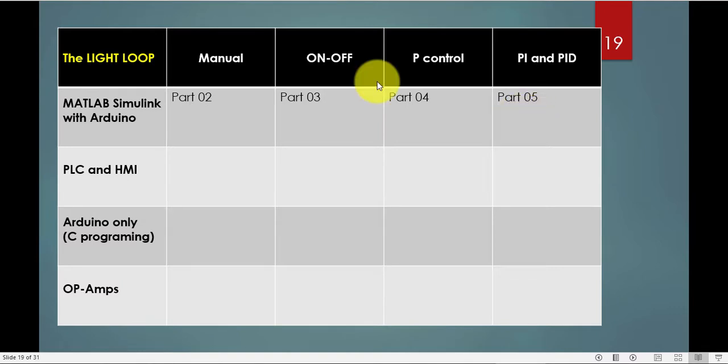Now, stage 2, we'll do exactly the same thing, but with the PLC plus an HMI. So I'll program the PLC and the HMI so that I can use the same loop, control the intensity of the light, manual control, on-off control, P control, and PI. And in stage 3, we'll do Arduino only using C programming. And stage 4, I'll show you some schematic how to do this with an op-amp.